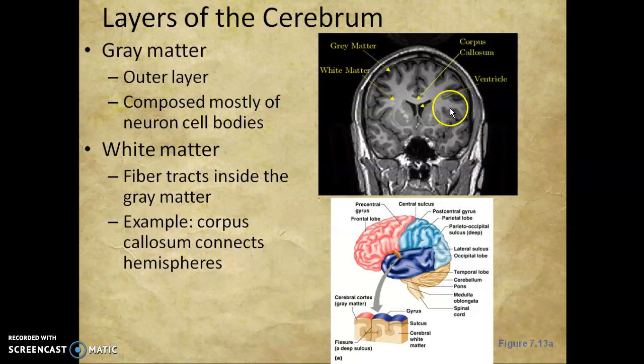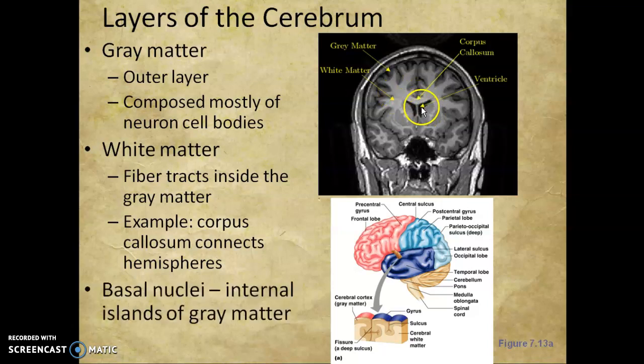Okay. Also within the white matter is going to be our main connecting point between the two hemispheres, the corpus callosum, which we discussed yesterday. And then you can also see the ventricles here, which are just the holes that are filled with cerebrospinal fluid at this point. Okay.